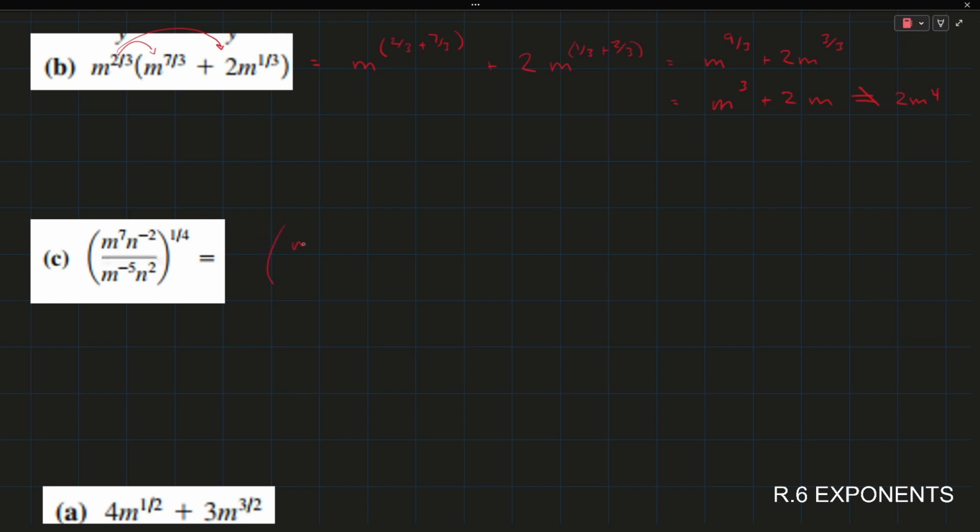So I'm going to rewrite this as m to the 7th, m to the 5th, over n squared, and this is still all to the 1/4. Now I'll combine like terms: m to the 12th over n to the 4th, and then this is all to the 1/4. So m to the 12th to the 1/4 over n to the 4th times the 1/4. So this is nice. We don't actually have to do any of the radical stuff because this all just reduces. So this would just become m to the 3rd over n to the 1st. Ta-da!